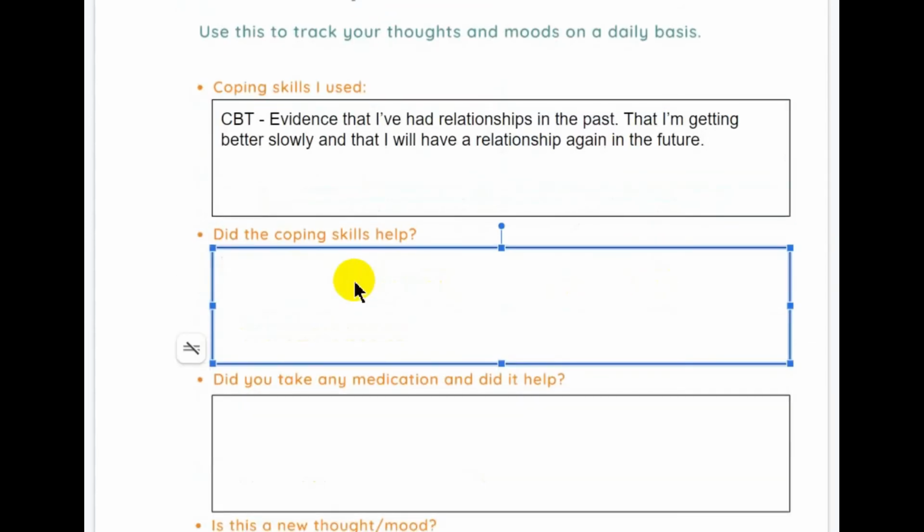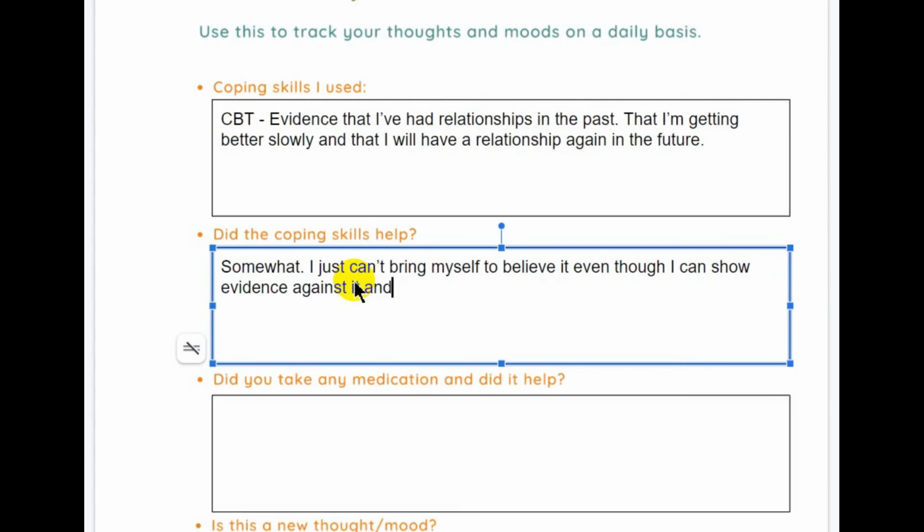So you want to just jot down whether or not the coping skill that you used helped. In this case, for me, it only helps somewhat. I just can't bring myself to actually believe it. I can change the thought, but I can't bring myself to believe it. So I'll just put that in there. Bring myself to believe it, even though I can show evidence against it and change the thought.